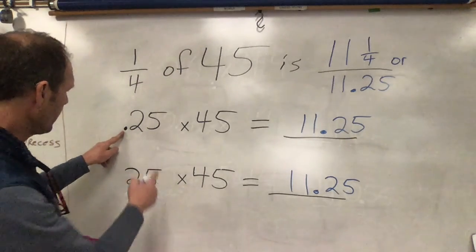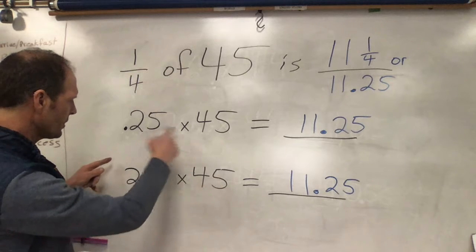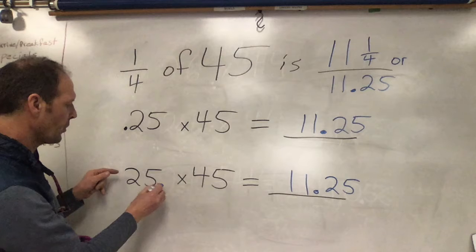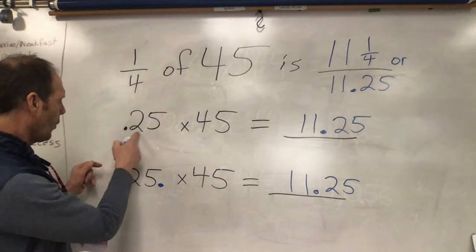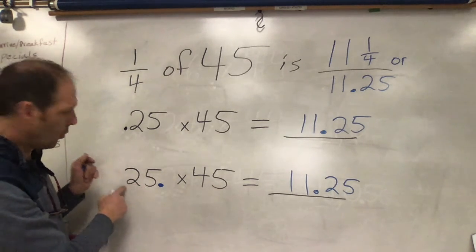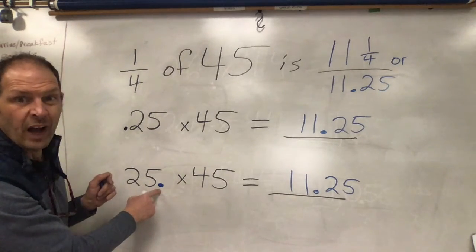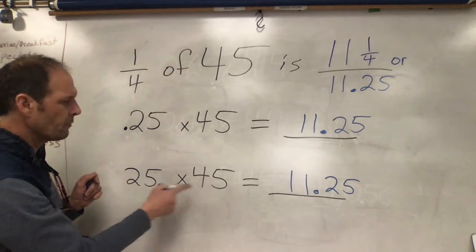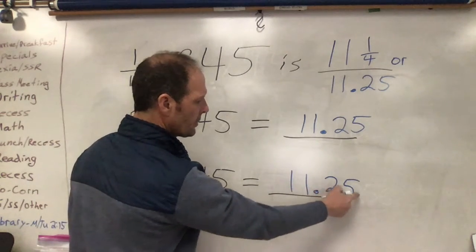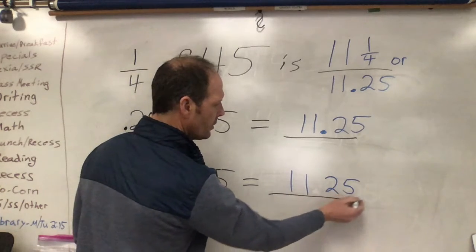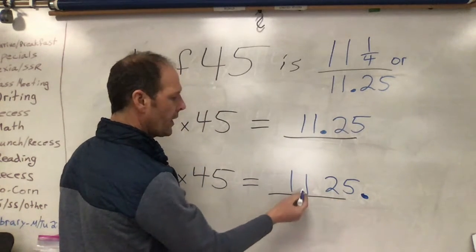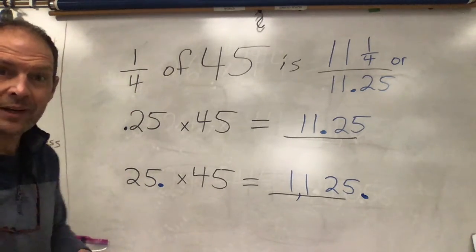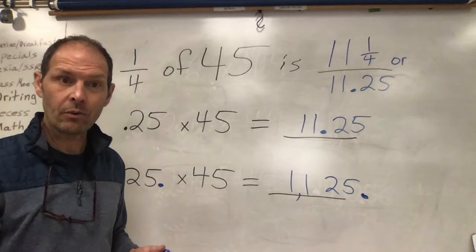Okay, so the only difference between these two expressions is this is 25 hundredths and this is 25, so the decimal point is here on this one. Well, that means this is 100 times bigger. So we're going to have to move the decimal point over 2 places on our answer. 1, 2. So the answer is 1,125. Make sure you get that written in.